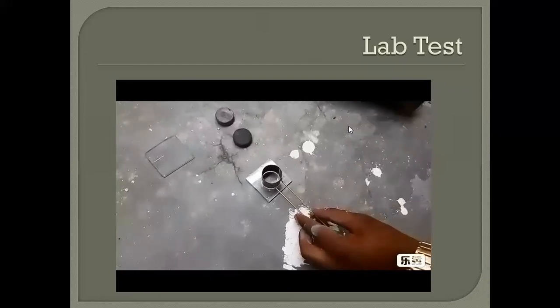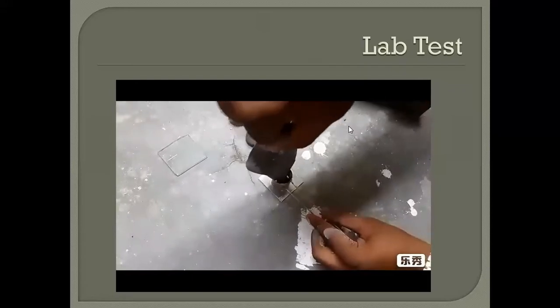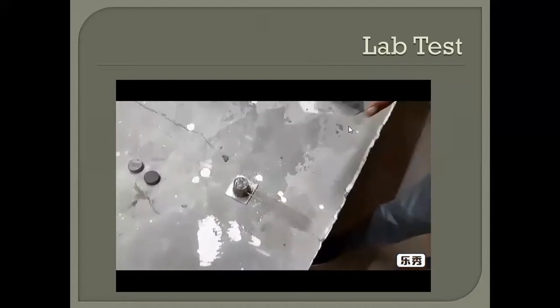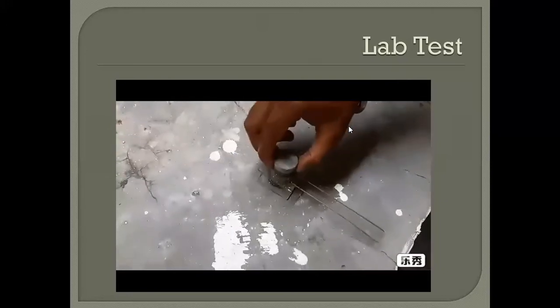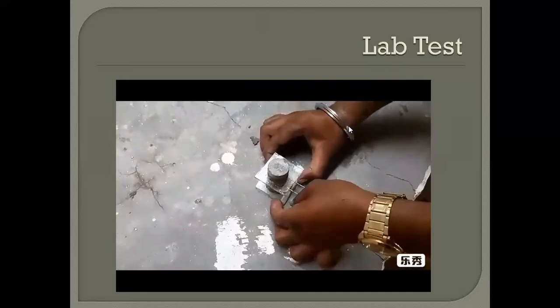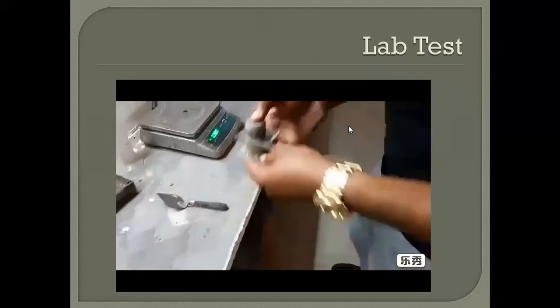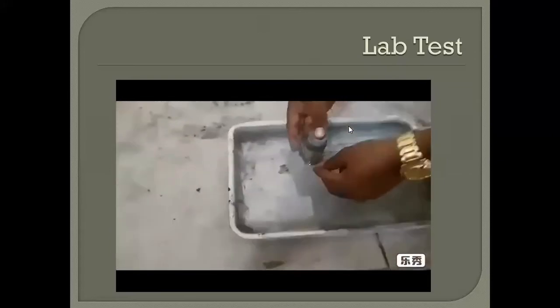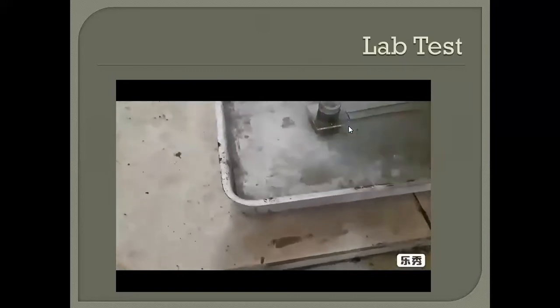Now we are adding the paste into the ring of the Le-Chatelier apparatus, and after filling we are placing the glass plate above that and two weights above that. Now we need to place this sample into the water. We have to dip the sample into the water. So we collected the water in the tray and we are dipping it here.